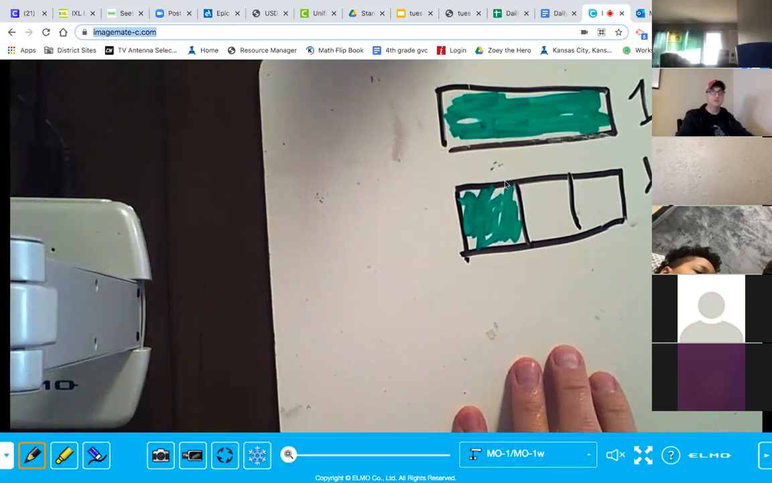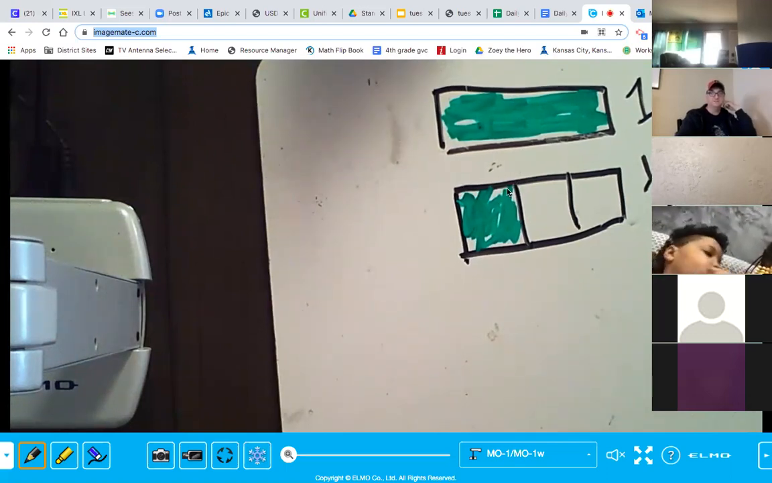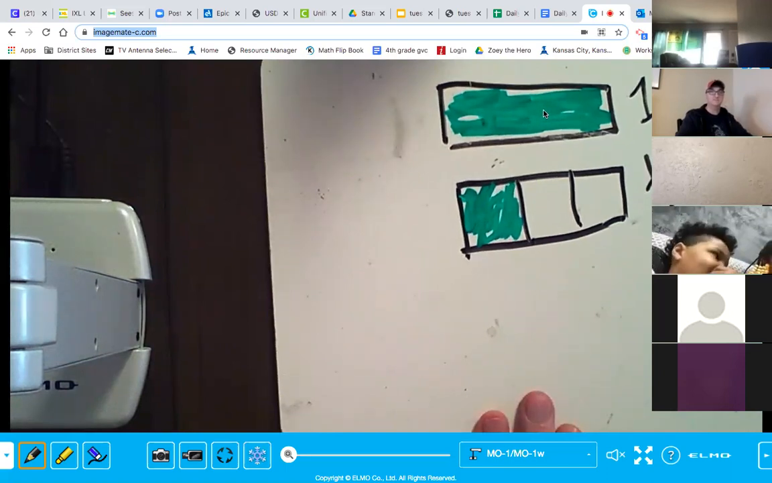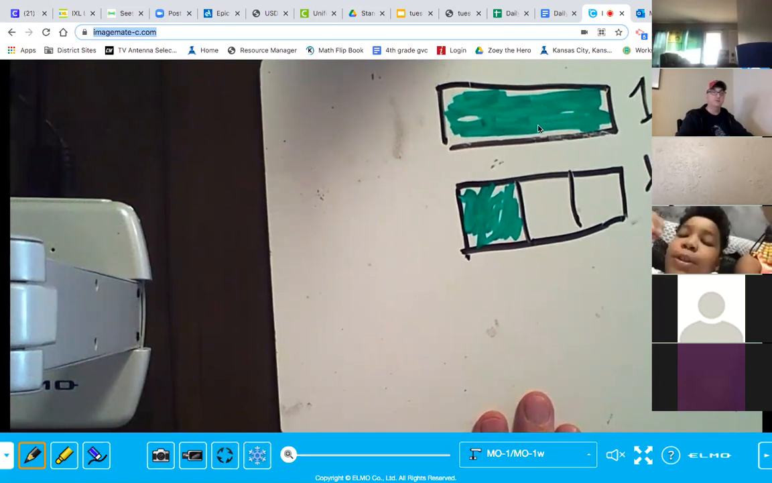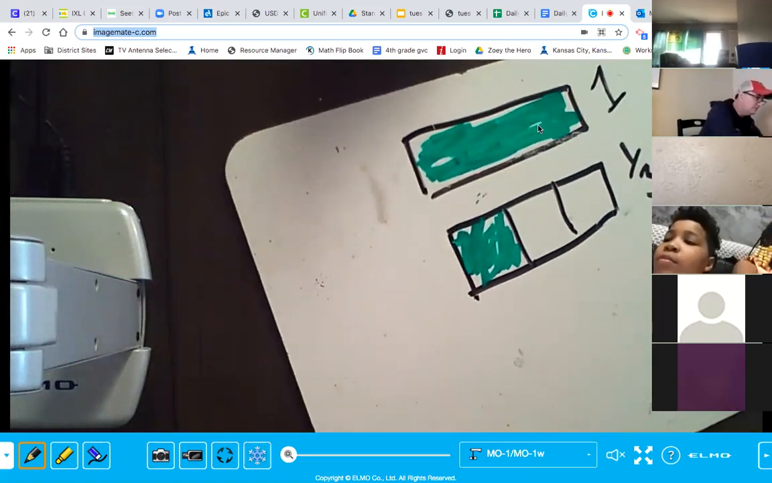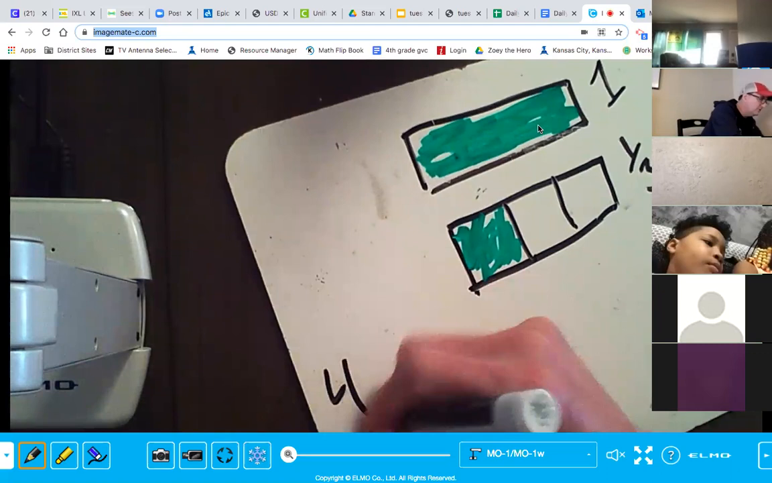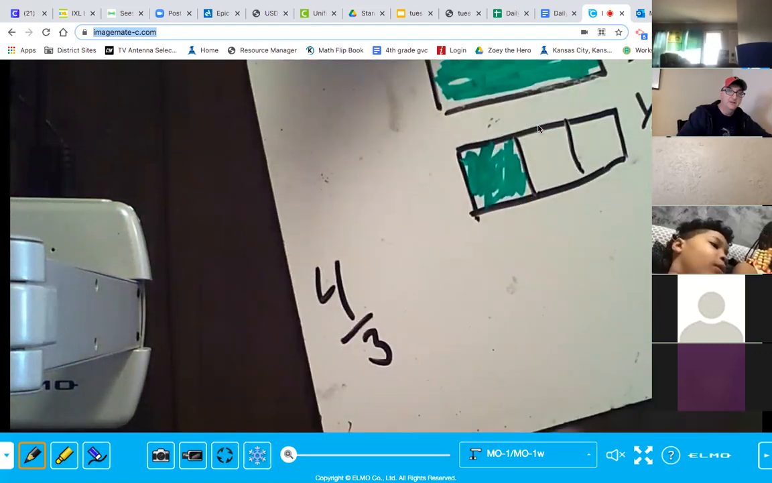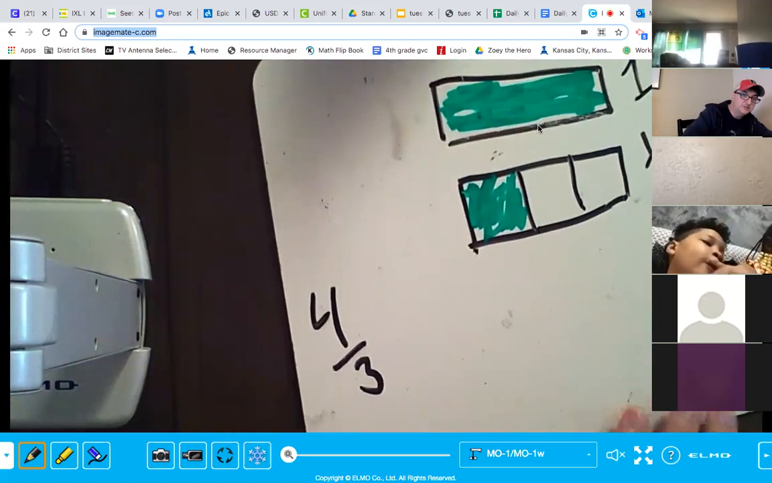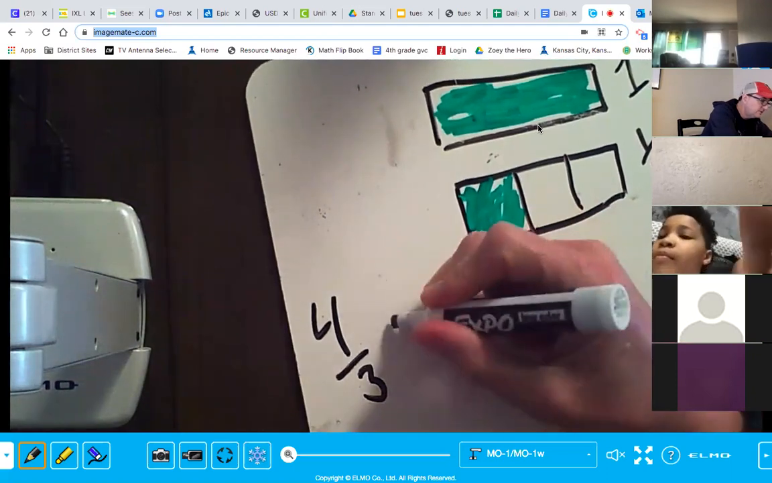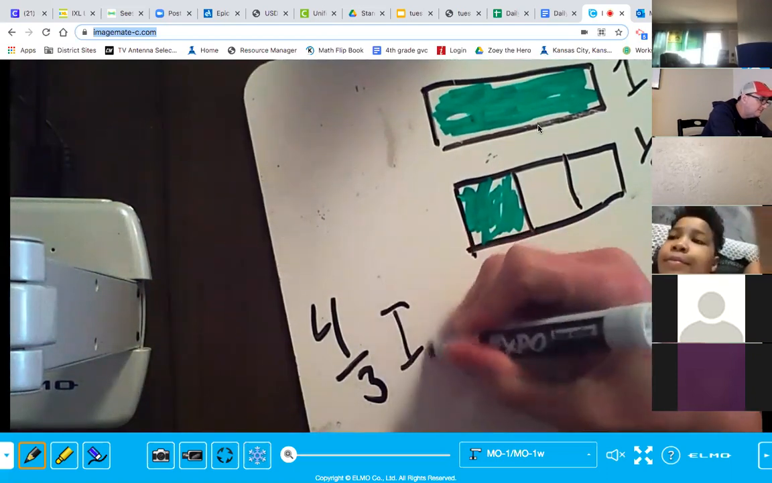3/3. And we got 1/3 down here. So how many thirds do we have in all? No, how many thirds are there? 4/3. So we've got 4/3. And let's look at this fraction, 4/3. This is called an improper fraction.